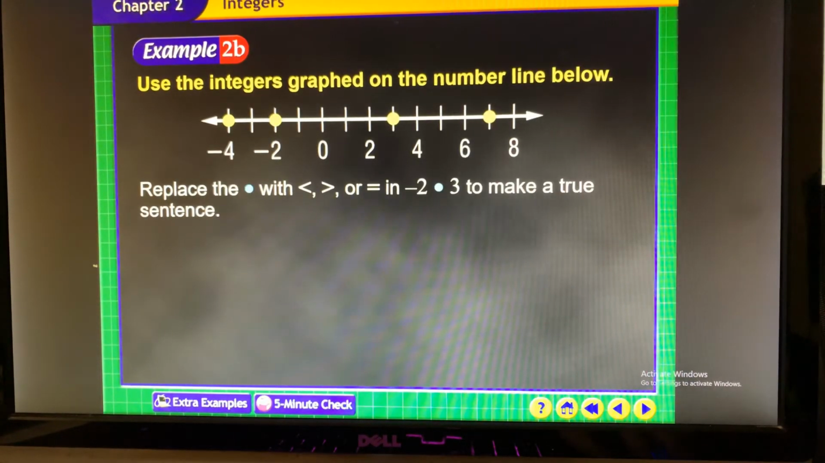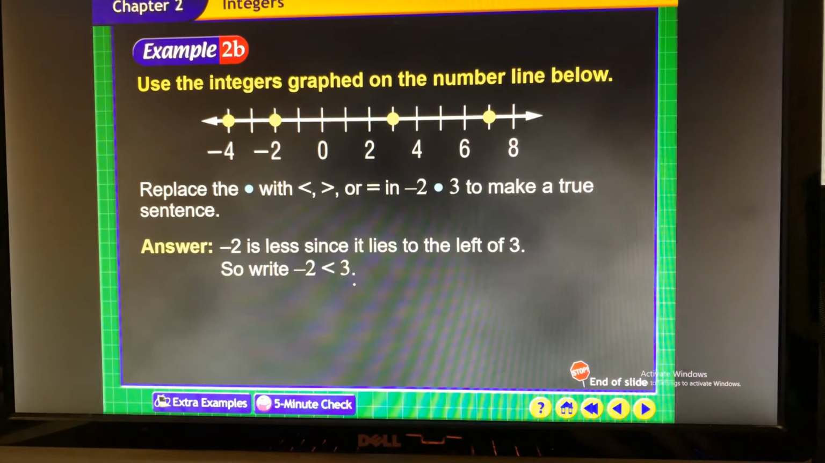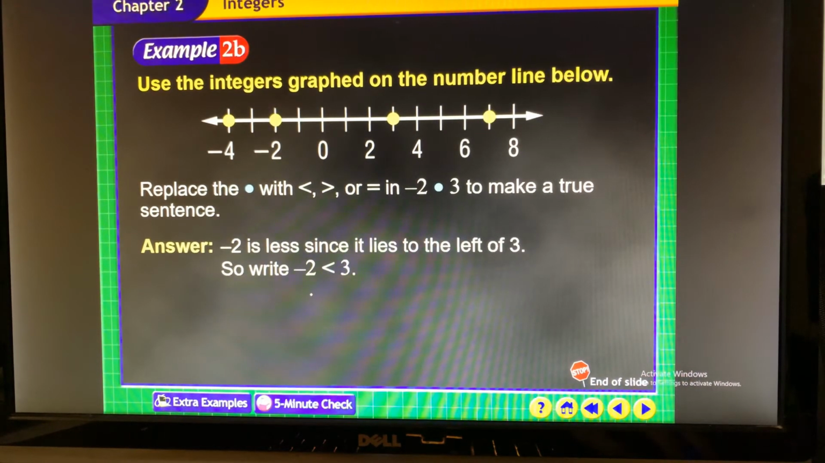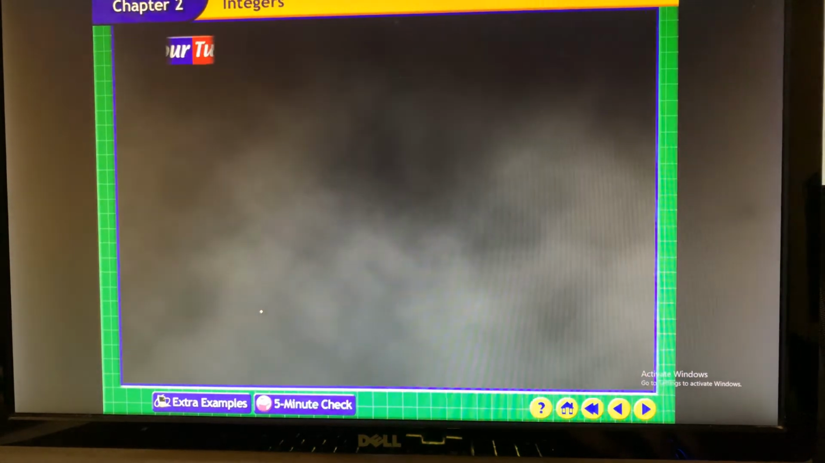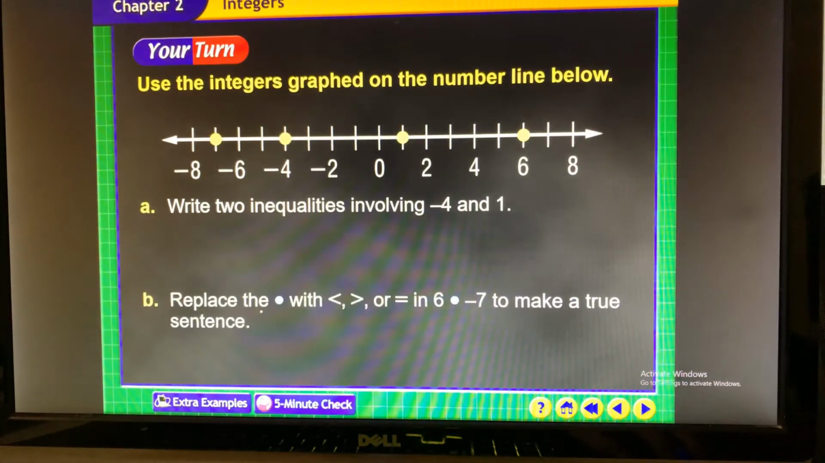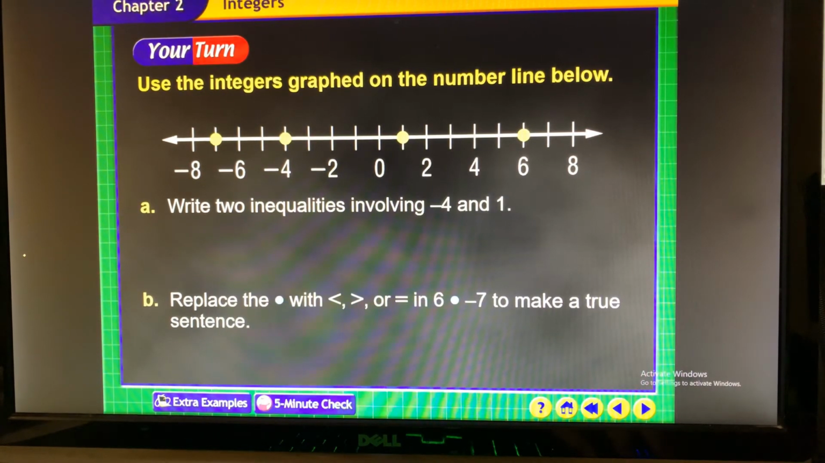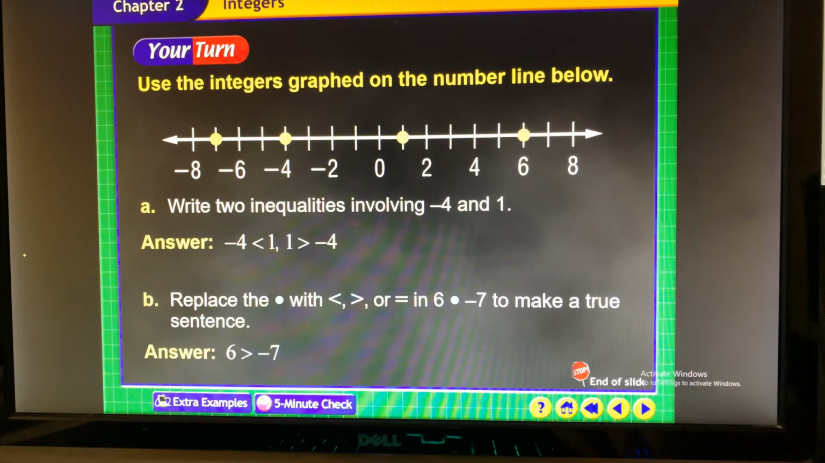So two inequalities for this one would be negative 2 is less than 3, or you could write 3 is greater than negative 2. So two inequalities for this. You could pause it and try to do this on your own, and then I'll give you those answers.